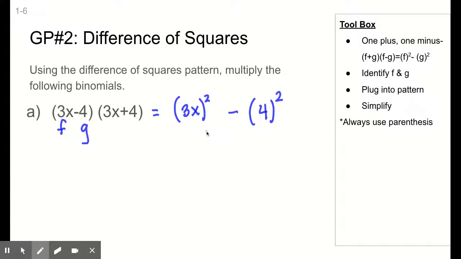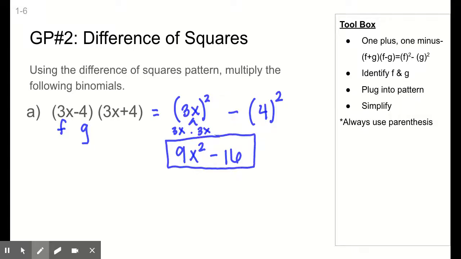And then we simplify. So 3x squared is 9x to the second power, because remember this is 3x times 3x. This is where it gets a little bit tricky when you have that coefficient, so you have to be really cautious and really aware of that. Minus 4 to the second power is 16. And that is our difference of squares pattern. And again, that's when we have 1 plus 1 minus.